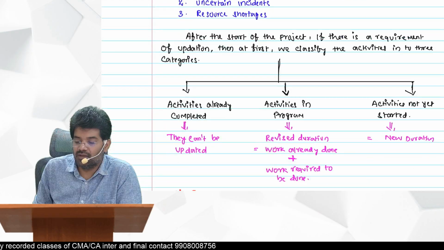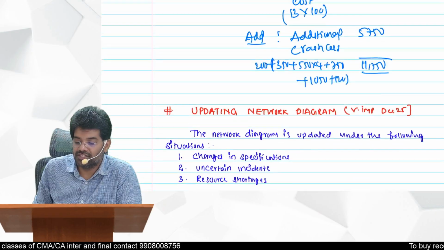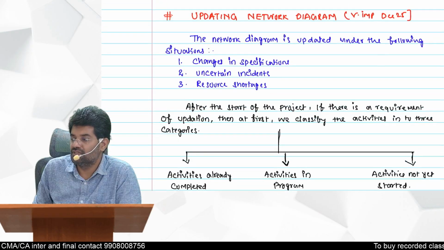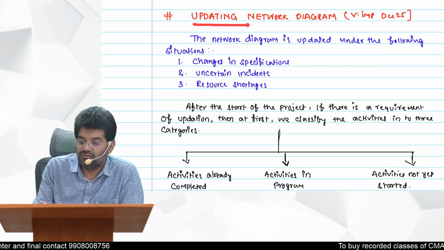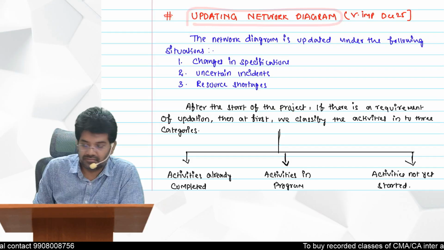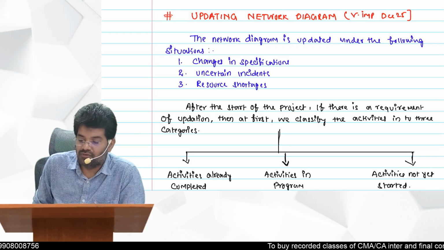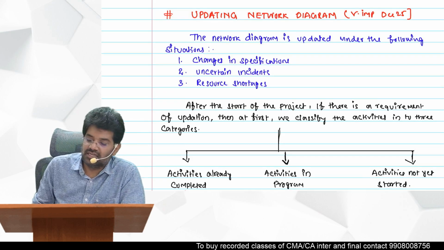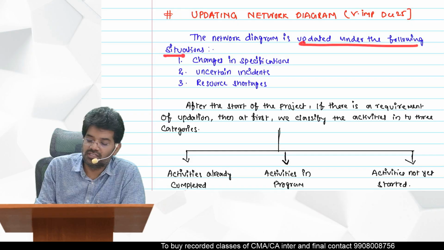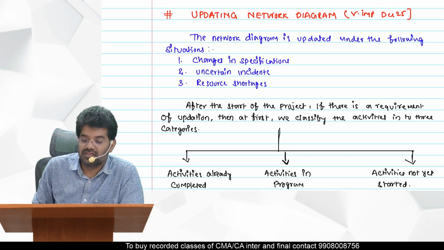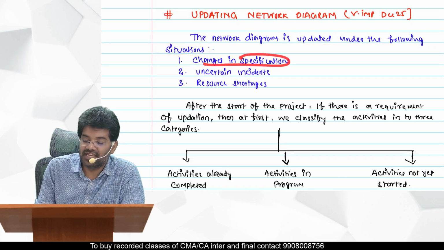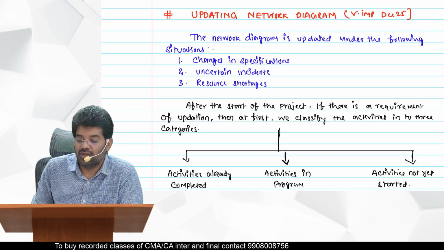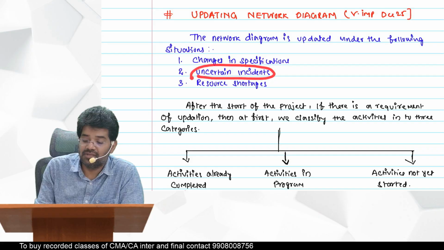Okay, now quickly we will move to updation. Most of the students may not be aware of this updating of the network diagram. Updating of the network diagram is very important for December. What is this updating? The network diagram is updated under the following situations: whenever there is a change in specifications or whenever an uncertain incident happens during the execution.